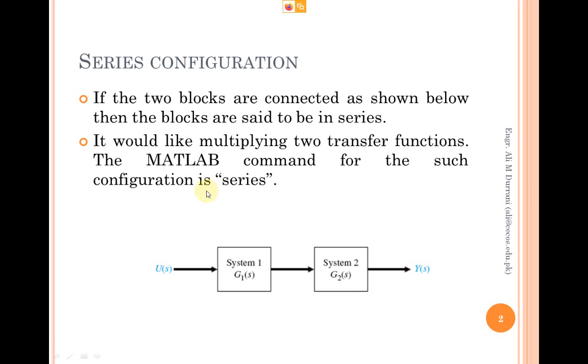The first configuration we have is the series configuration, and as you can see, the two transfer functions g1 and g2 are connected in series. U of s is the input and y of s is the output. Both of the blocks are just multiplying each other. So in a series configuration, the transfer functions g1 and g2 are actually multiplied with each other.